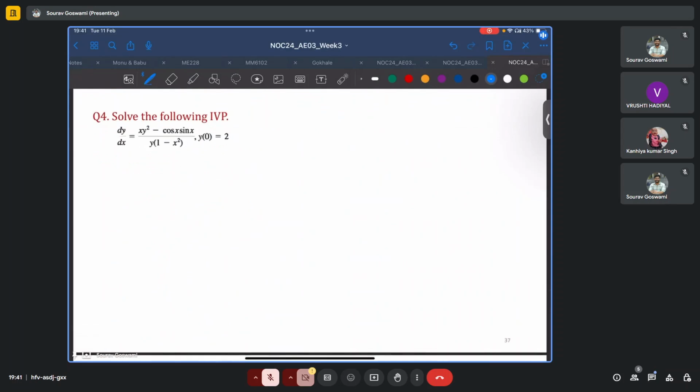Let us move to question 4, which is another initial value problem. dy/dx is equal to (xy square minus cosine x sine x) by (y into 1 minus x square), and we are given the initial condition that at x equal to 0, y is equal to 2. So as per usual, let us try to manipulate this equation and see if it fits any of the standard forms that are known to us.